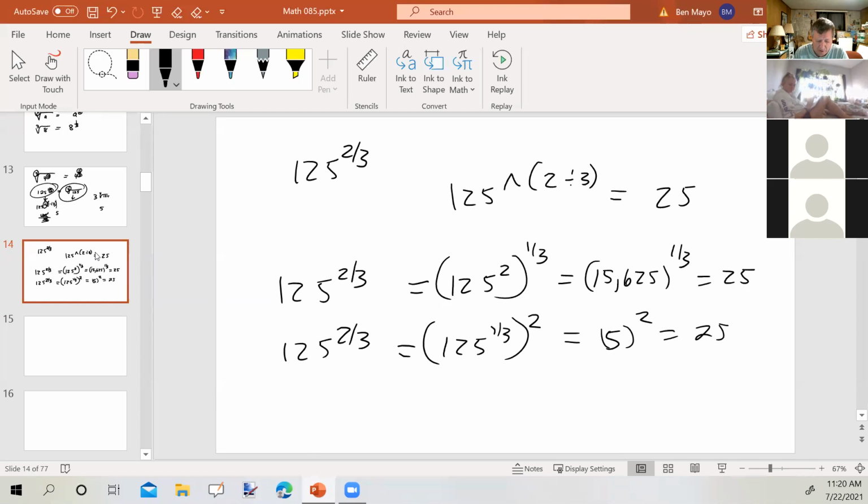Generally, it's going to be easier to do the root first. So you're taking a number, making it smaller, and then raising it to a power, as opposed to taking a number, making it larger, and then taking a root. They both work, but if you're doing it by hand, it's going to be easier in general to do the root first. Any questions about that scenario?